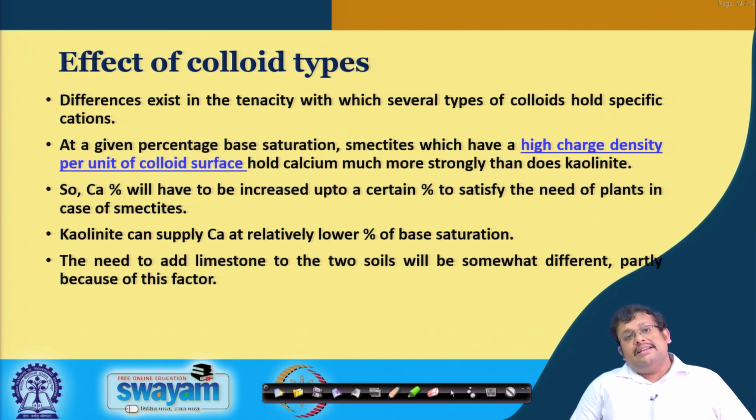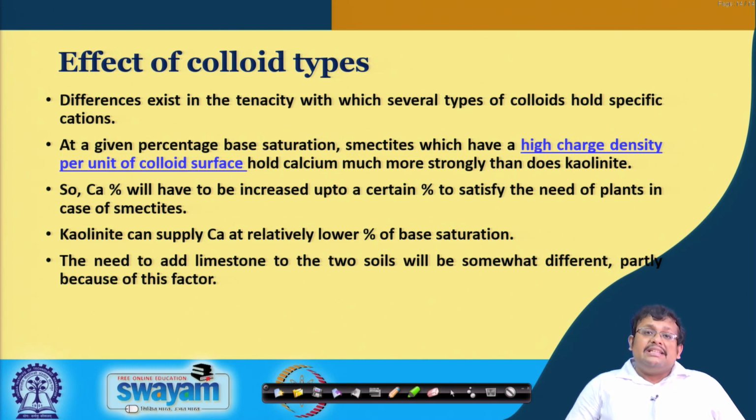Now, differences exist in the tenacity with which the several types of colloids hold specific cations, obviously. At a given percentage of base saturation, smectite, which has a high charge density per unit of colloid surface, holds calcium much more strongly than does kaolinite. It is quite evident because of the high amount of isomorphous substitution. The negative charge developed in smectite is quite a bit higher than that of kaolinite, and as a result the charge density is also higher in the case of smectite.